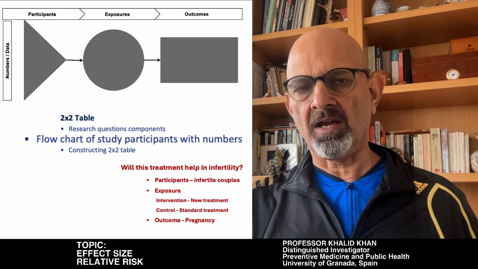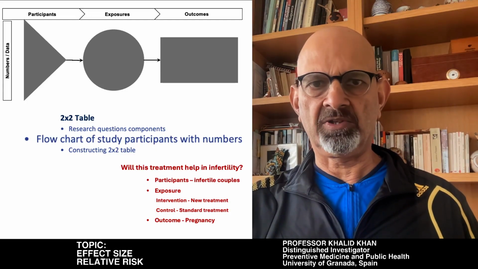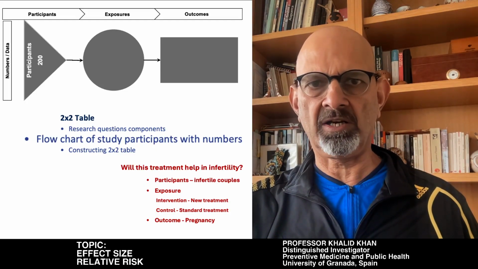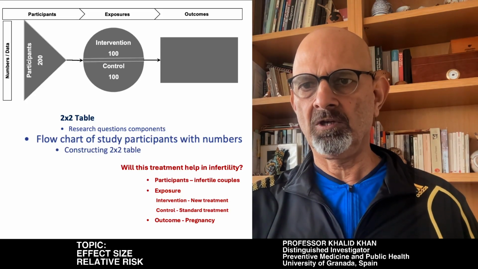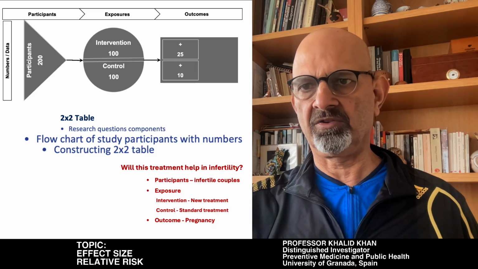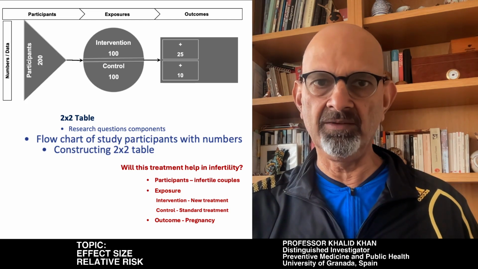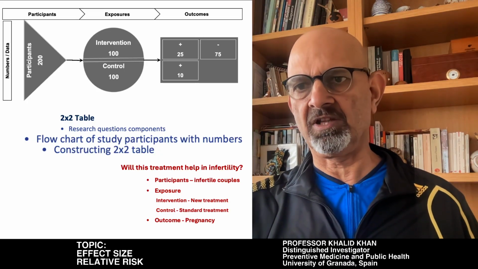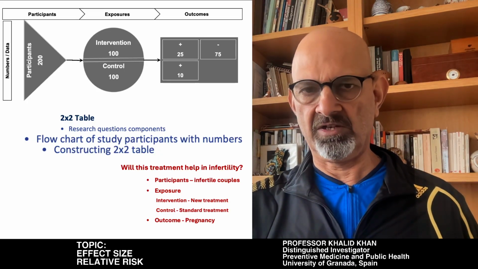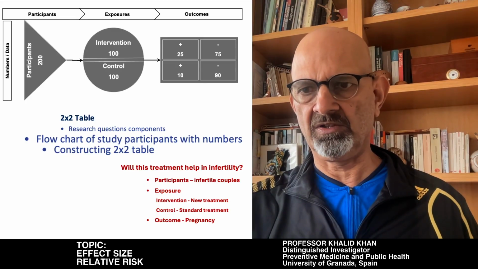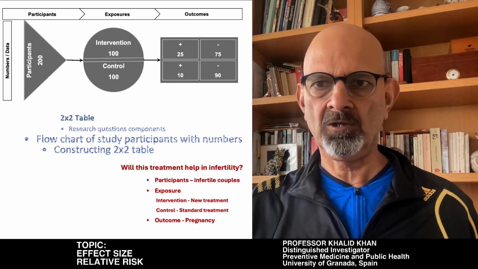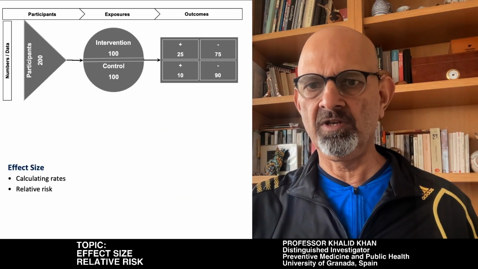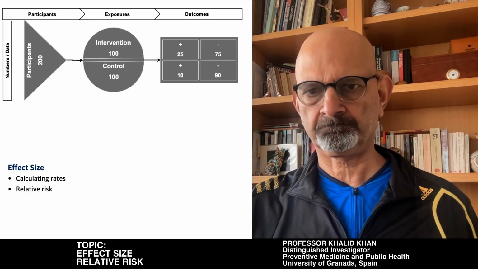So let's populate this flow diagram hypothetically with some numbers. 200 participants took part in the study, 100 in each group. Then imagine that 25 became pregnant in the intervention group and 10 in the control group. This leaves us with 75 without pregnancy in the intervention group and 90 without pregnancy in the control group. Here we have it. This is the 2 by 2 table. And from here, we move on to effect size.